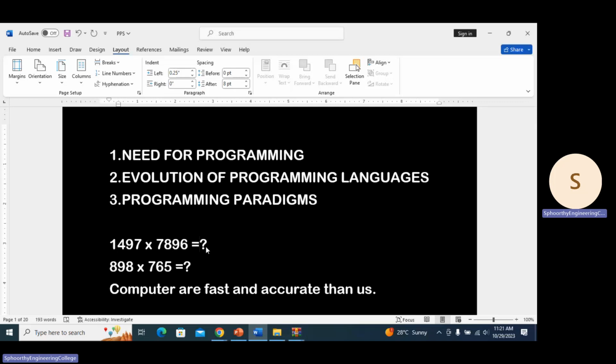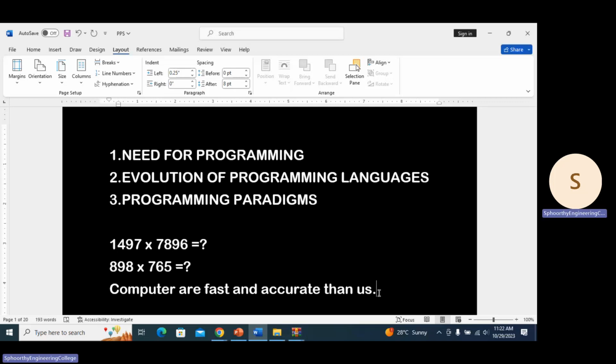So if it is a computer program, whether you give a 2 digit number, 3 digit number, or a 4 digit number, the moment you press the enter button, it will give you the output immediately. So computers are very, very fast. Computers are very, very fast and accurate than us. It is proved, right? So one should accept that computers are faster and more accurate than us.